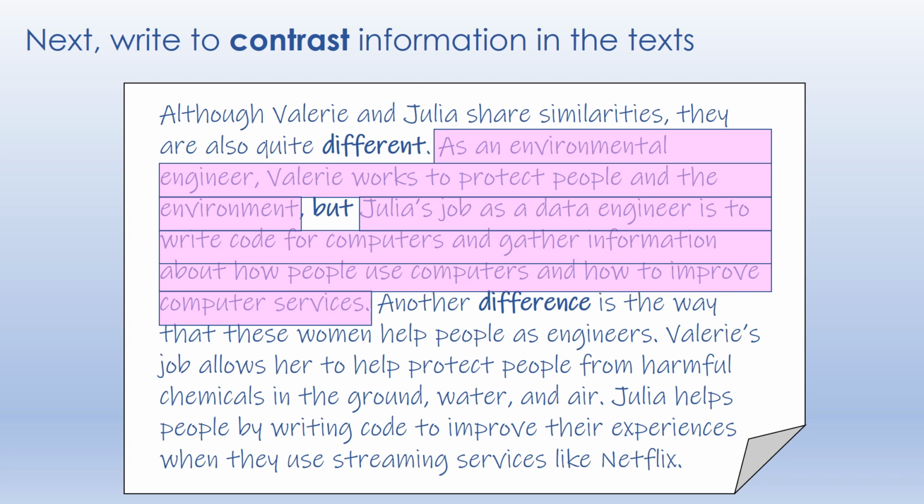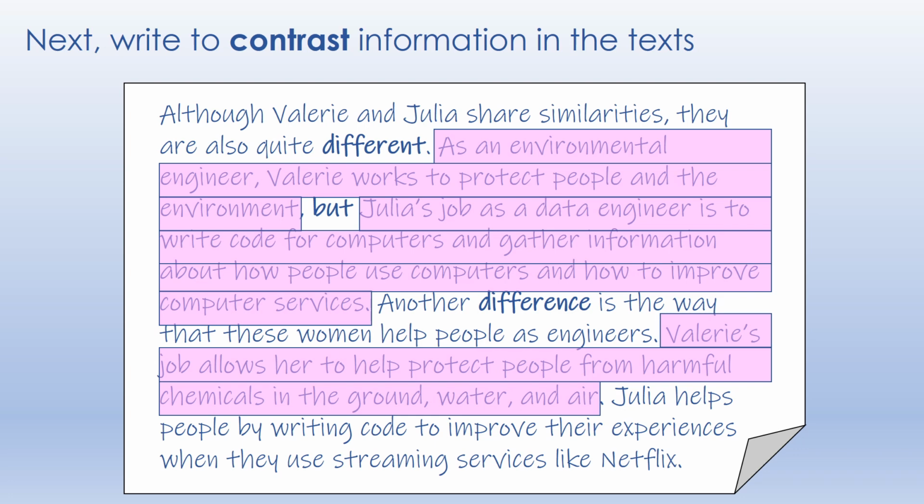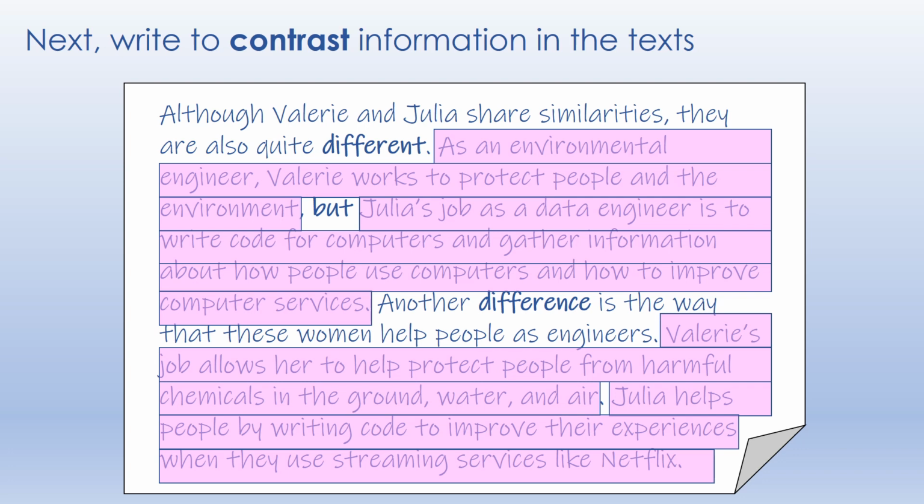Let's keep reading. Another difference is the way that these women help people as engineers. Valerie's job allows her to help protect people from harmful chemicals in the ground, water, and air. Came from my two-column chart. And Julia helps people by writing code to improve their experiences when they use streaming services like Netflix. So again, these two pieces of information came straight from my two-column chart. They were not the highlighted information, so these are two ways that they are different, okay?